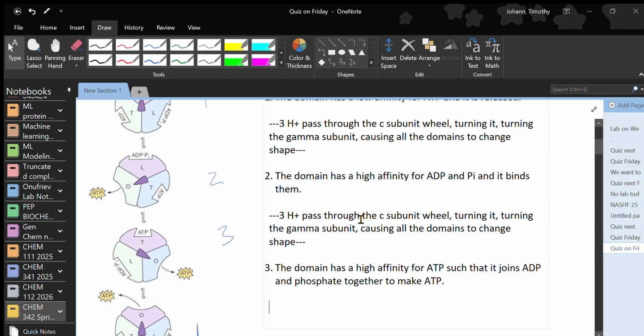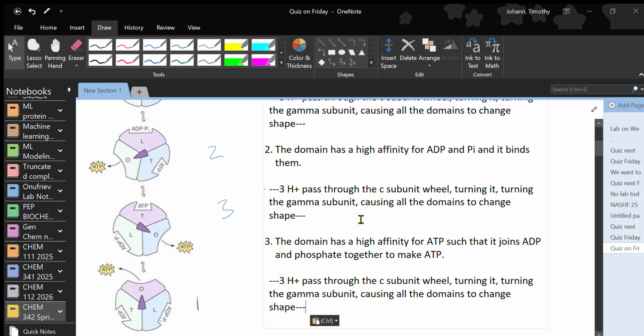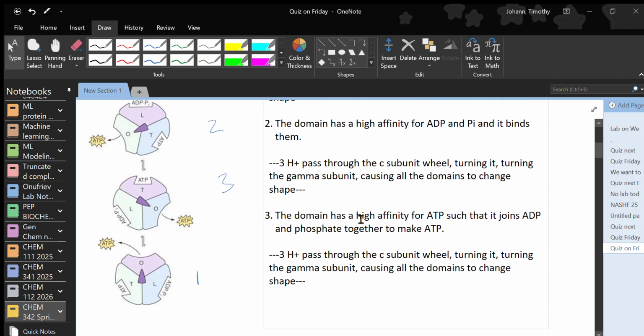Okay. Then, once again, 3 protons are going to pass through the membrane, through the C subunits. They turn everything. All our subunits change shape, and then we're back to 1. And it repeats over and over again. So we're back to 1 where we have a low affinity for ATP, and that ATP that was just made can now be released, getting us ready for another cycle.